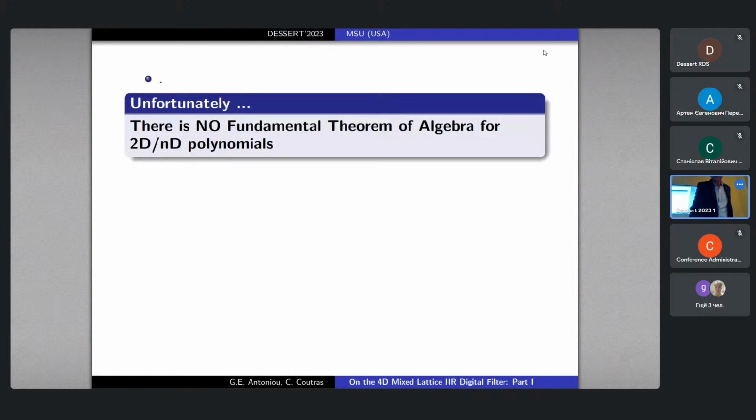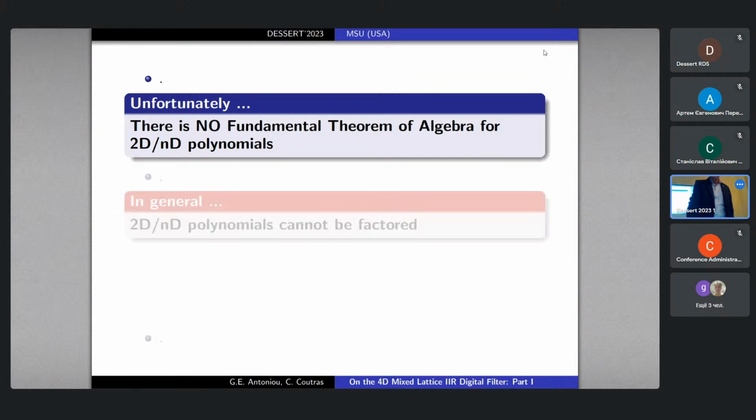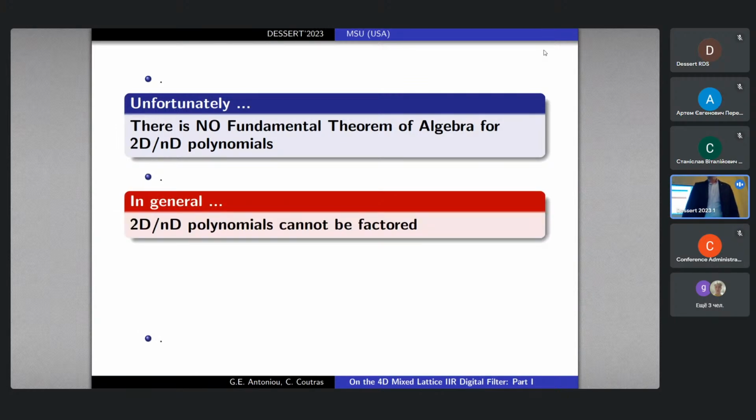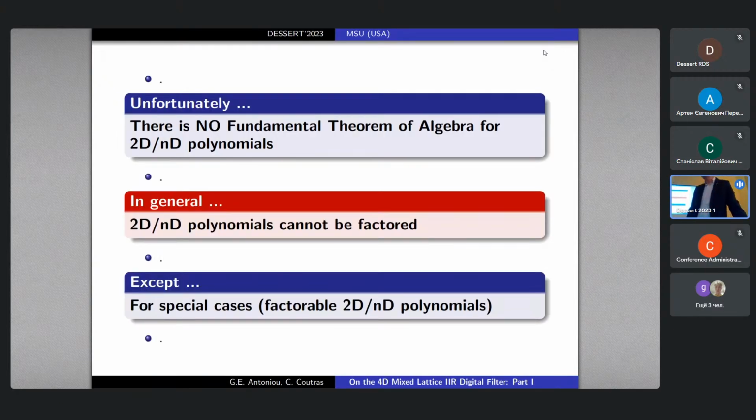But there is no fundamental theorem of algebra for 2D, 3D, 4D, and so on. So 2D has applications for images. Very important. Okay, so 2D and ND polynomials cannot be factored, so therefore there are no roots. Now what? You can factor only for special cases, not in the general case. So therefore, we don't know if it's a special case or not.